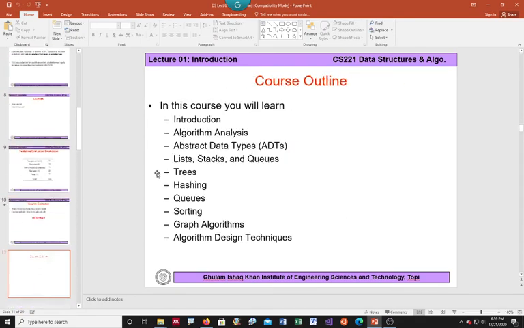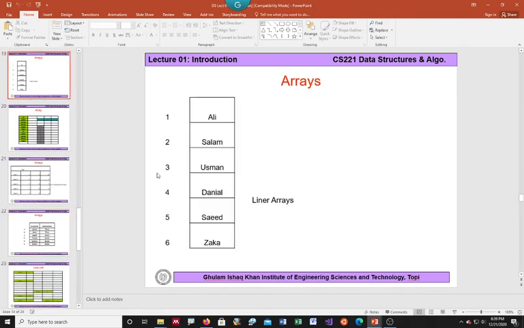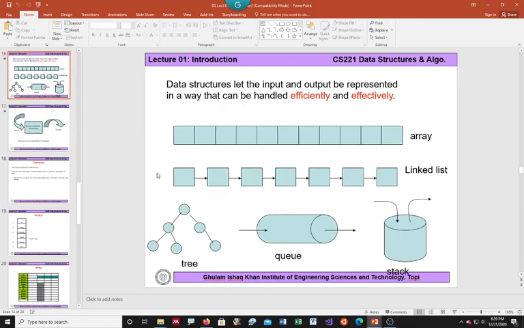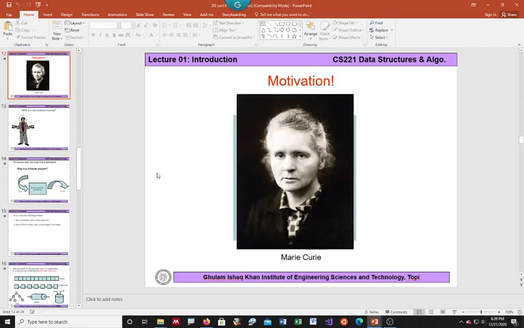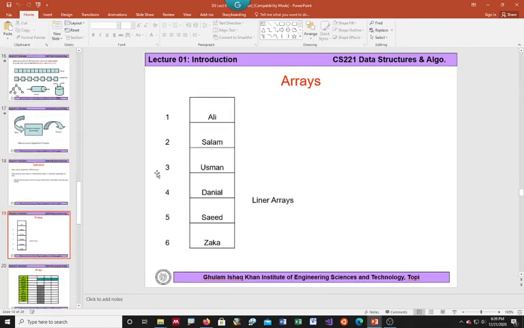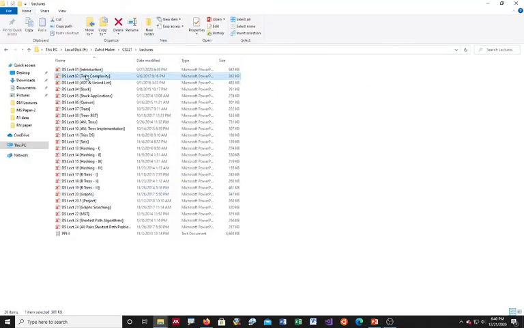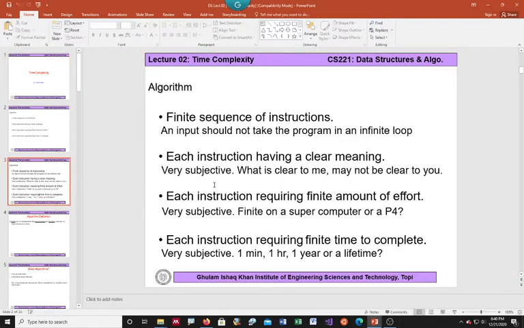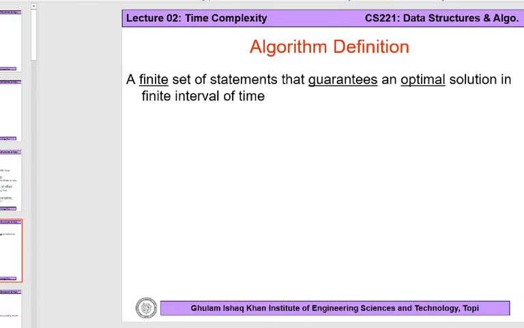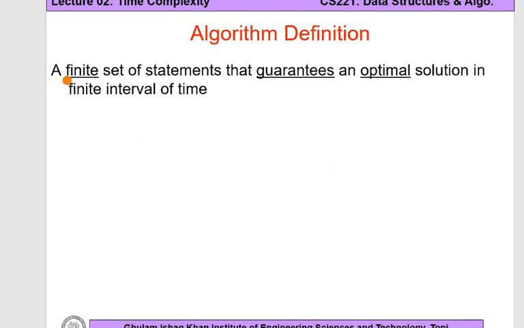Now see here, okay, there must be some definition of algorithms in the data structures material. I cannot find it, but let me. Okay, it's not here, no problem. It will be in the next lecture. Yes. Now, what is an algorithm? An algorithm is a finite set of statements that guarantees an optimal solution in finite interval of time, right?